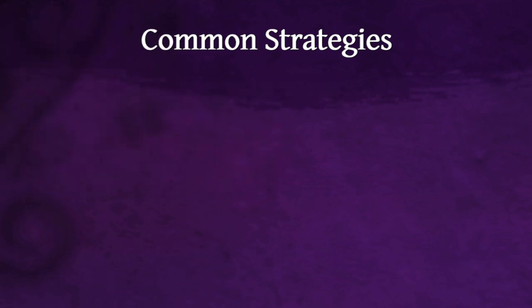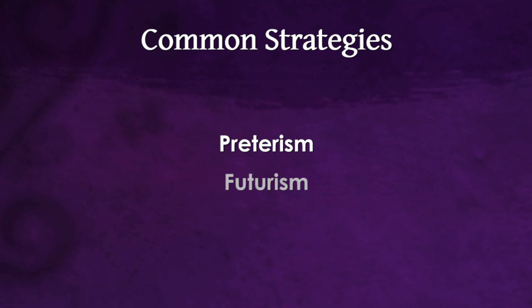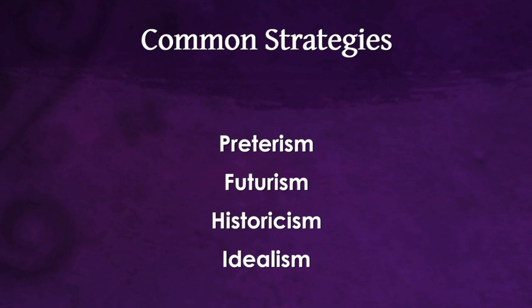The four common strategies for application that we'll survey in this lesson can be referred to as preterism, futurism, historicism, and idealism. Each differs in how it interprets the period of time the book of Revelation covers and the manner in which its visions are fulfilled. We'll consider all four views individually, beginning with preterism.